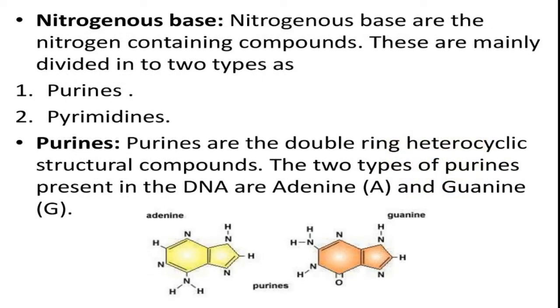The next one is nitrogenous bases. It is very important to study nitrogenous bases. These nitrogenous bases are mostly aromatic in nature and contain nitrogen compounds, and they are mainly divided into two types, purines and pyrimidines. So what are purines? Purines are double ring structures, heterocyclic in nature. The purines are adenine and guanine. They have a two-membered ring. Adenine we give the notation A and guanine G.